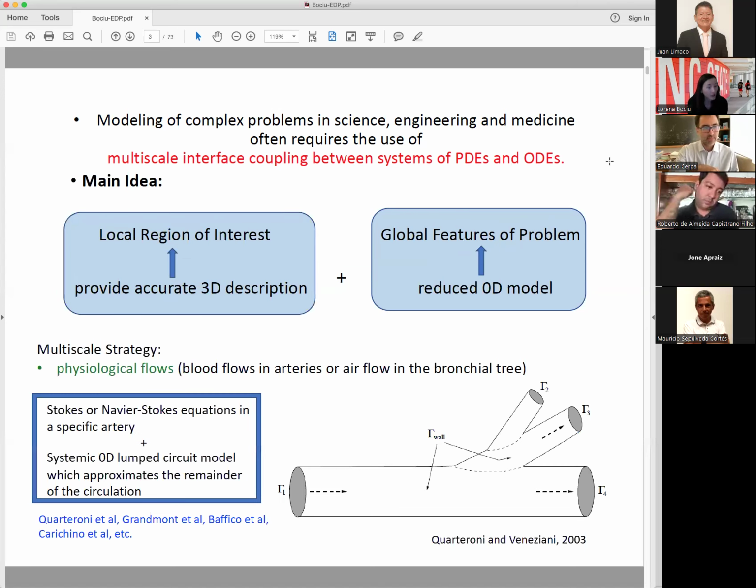This multi-scale strategy has been very successful in physiological flows. For example, when we have blood flow in arteries or airflow in the bronchial tree. This is the case where Stokes or Navier-Stokes equations for a specific part of an artery are coupled with systemic zero-dimensional lumped circuit models, which approximate the remainder of the circulation. And there are lots of papers in this field. Here I'm mentioning just a few of them by Quarteroni, Formaggia, Vignon-Clementel, Figueroa, and their collaborators.